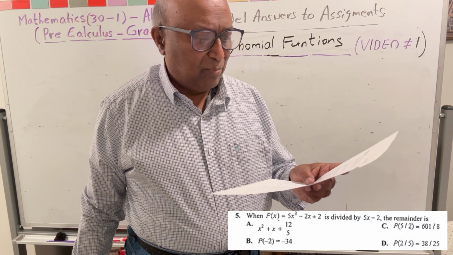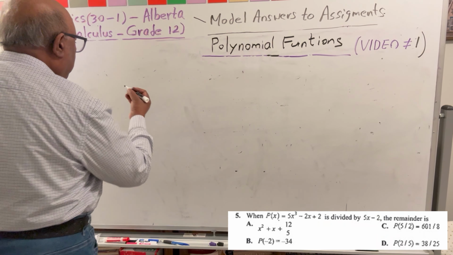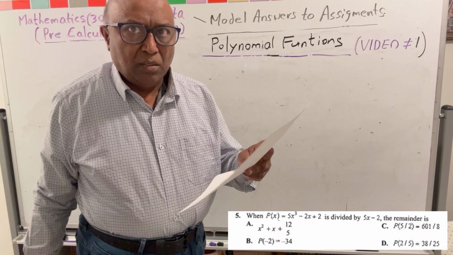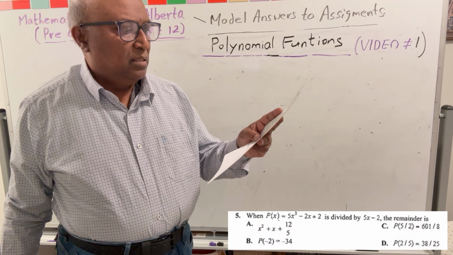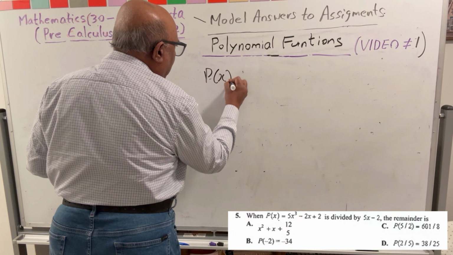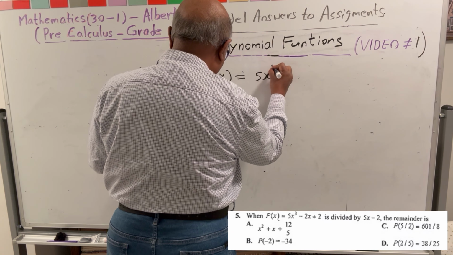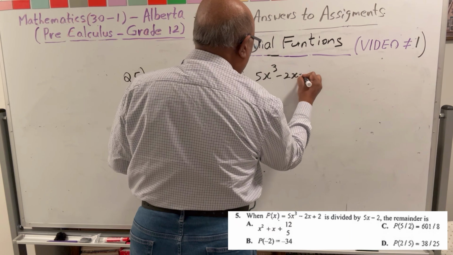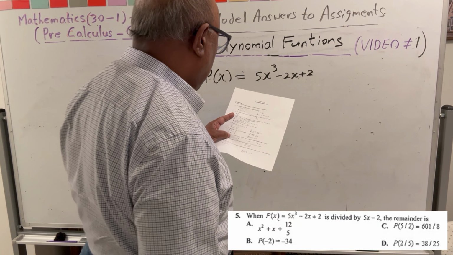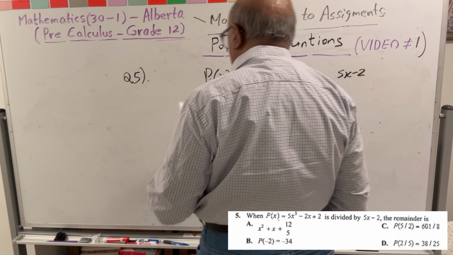Okay, let's move to the next question. Question number 5. Question number 5 says, when P of x is equal to 5x cubed minus 2x plus 2 is divided by 5x minus 2, the remainder.